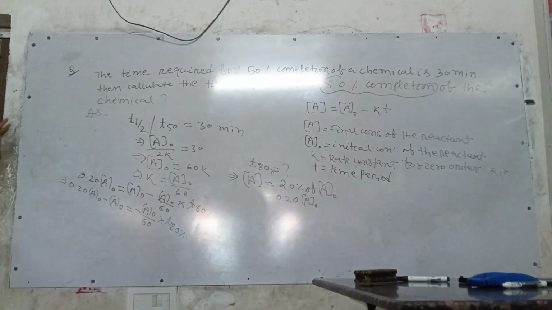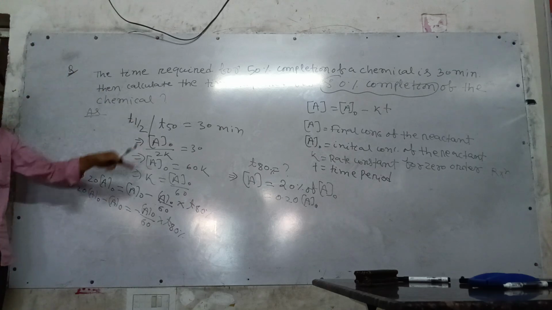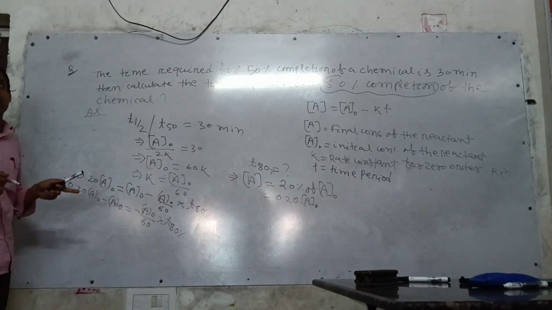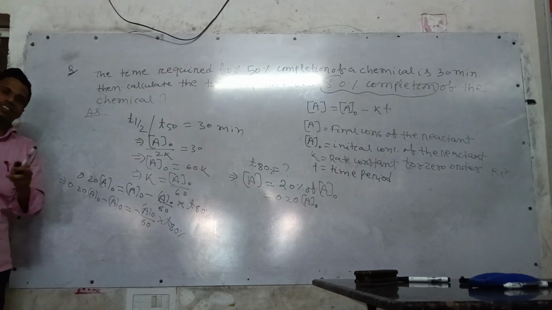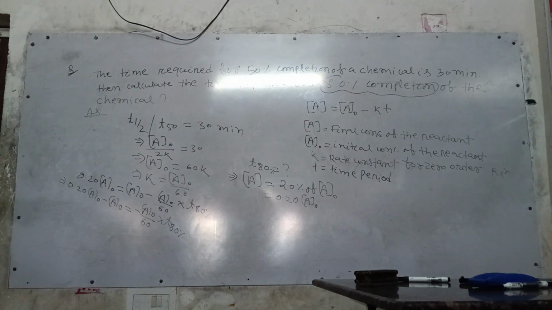This is not a first order reaction. This is for a zero order reaction, so we have to calculate the problem accordingly. The formula for zero order reaction kinetics is A equals A0 minus Kt, and we apply here t half equals A0 by 2K. So we can calculate.